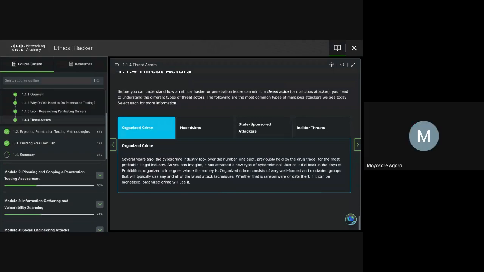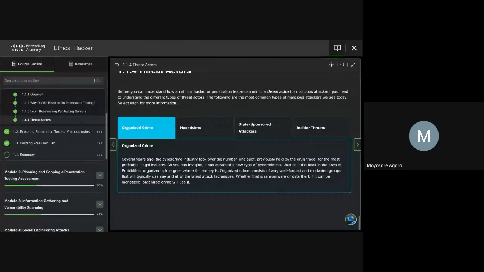You said insider. You said an activist and an insider, Abi. Is that what you said? Sorry, yes, the difference between an activist and an insider threat.